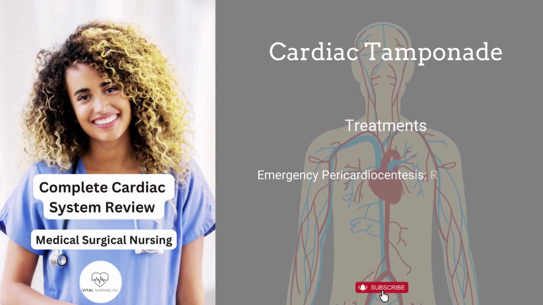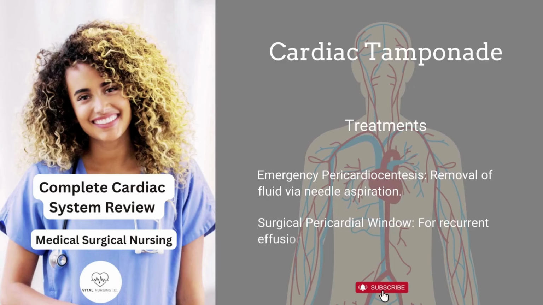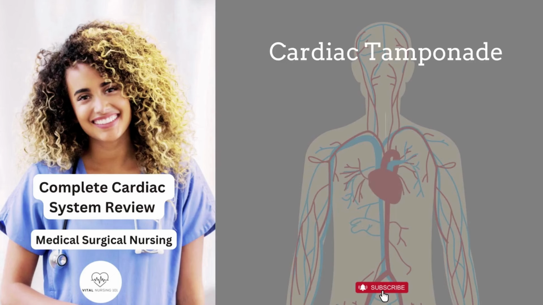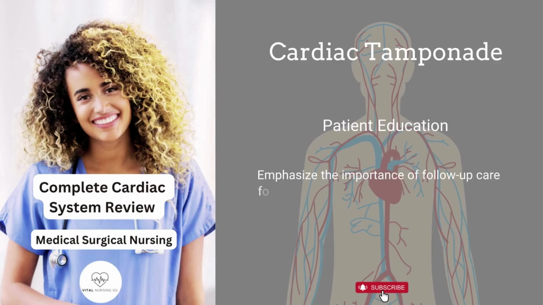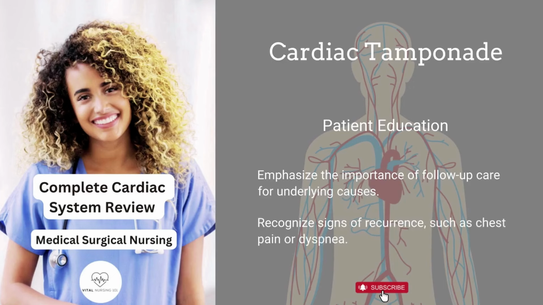Treatments are the following. Emergency pericardiocentesis involves the removal of fluid via needle aspiration. Surgical pericardial window is performed for recurrent effusions. Patient education is the following. Emphasize the importance of follow-up care for underlying causes. Recognize signs of recurrence, such as chest pain or dyspnea.